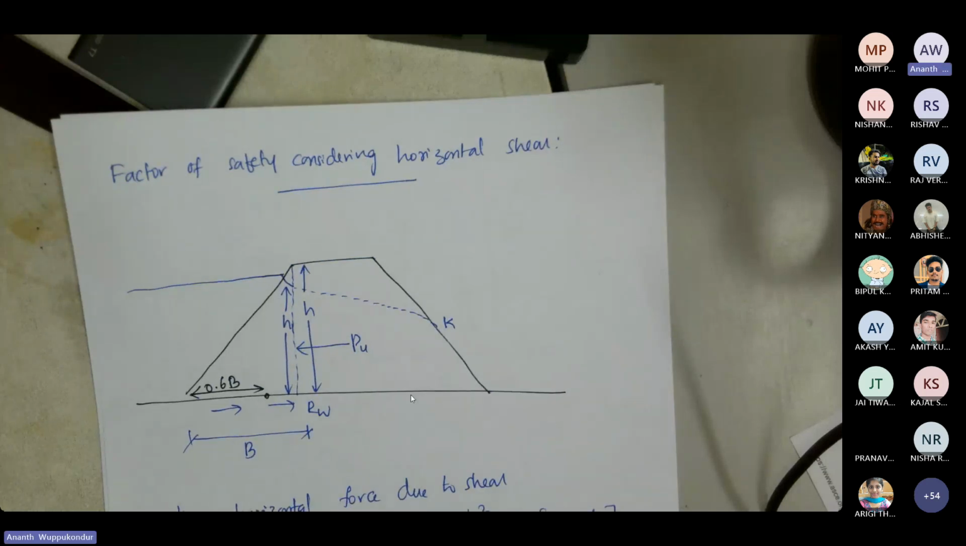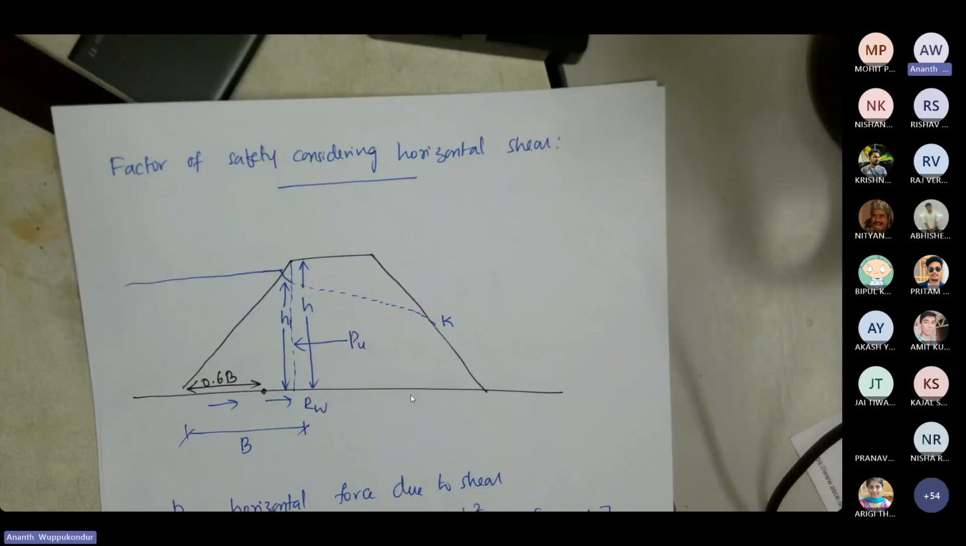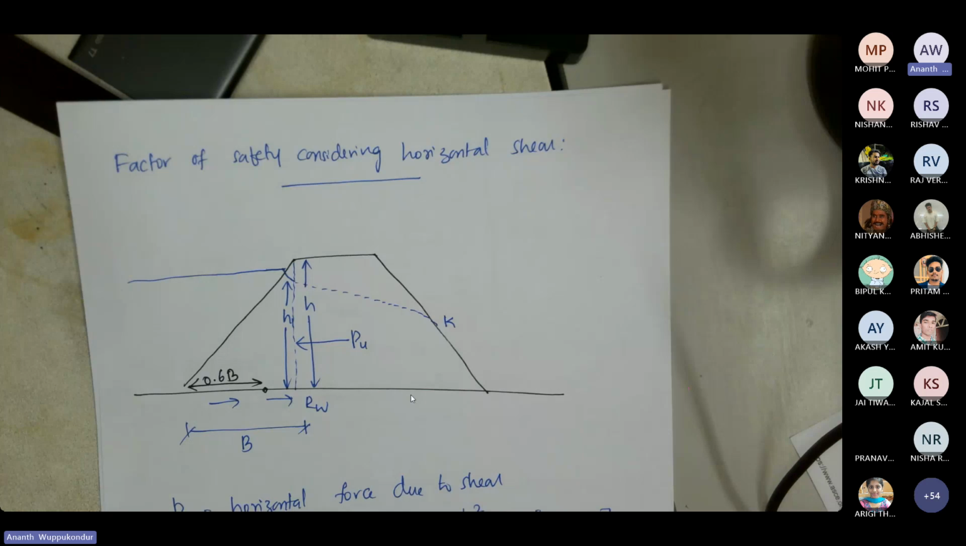Now, we have seen the failure of the upstream and downstream slopes. Now, the dam has to be stable against sliding horizontal shear. So that we are going to see now, how we can calculate the stability for horizontal shear.